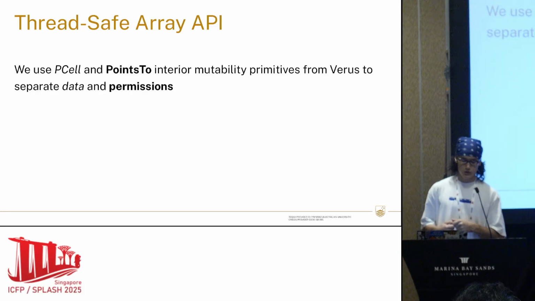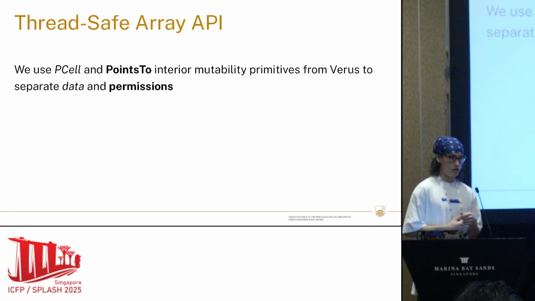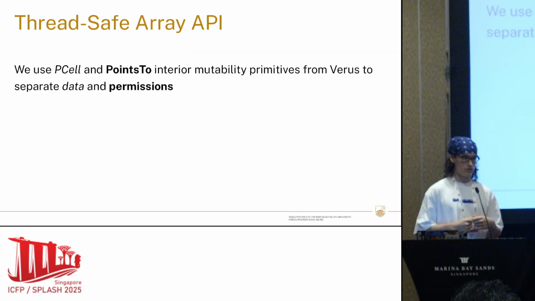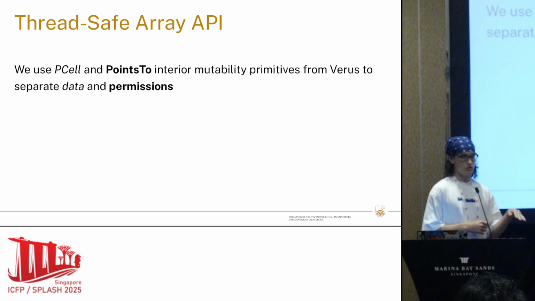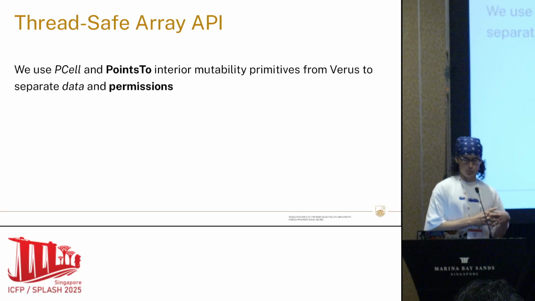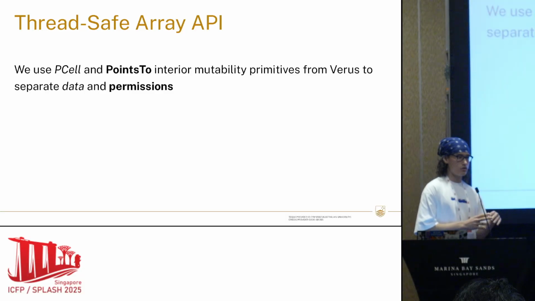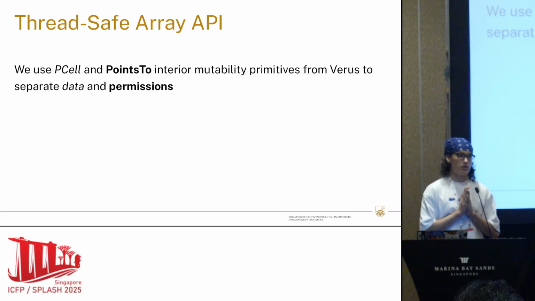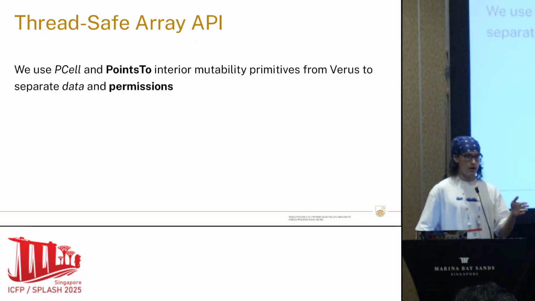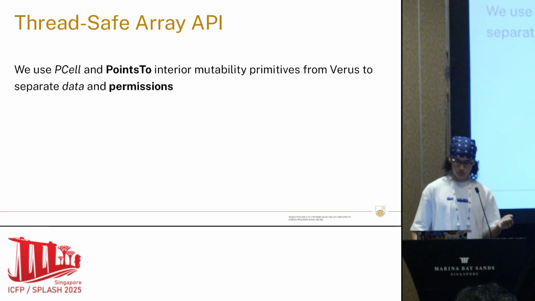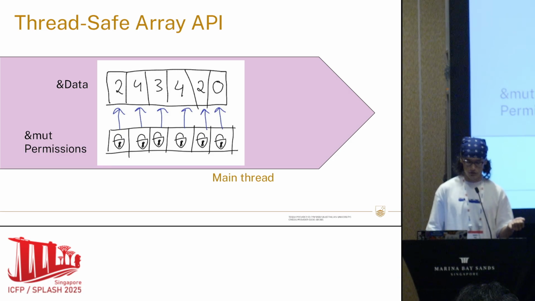Now, the special extensions that we are going to use are called interior mutability in Rust. In Rust, everything that is shared is by default immutable. You cannot write to it. But with Verus, there is an interior mutability thing, which is called a permissioned cell. It separates data from permissions. And now you can write to a data cell, even though you have a shared reference to it. This is how it works.